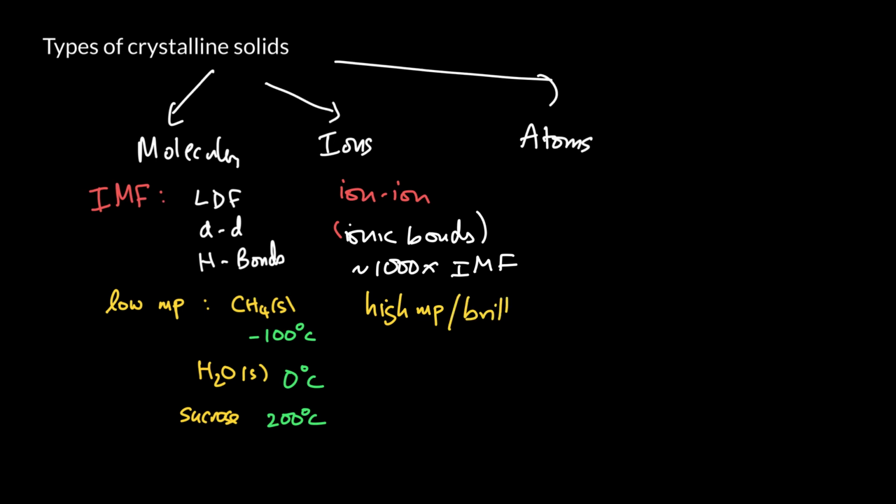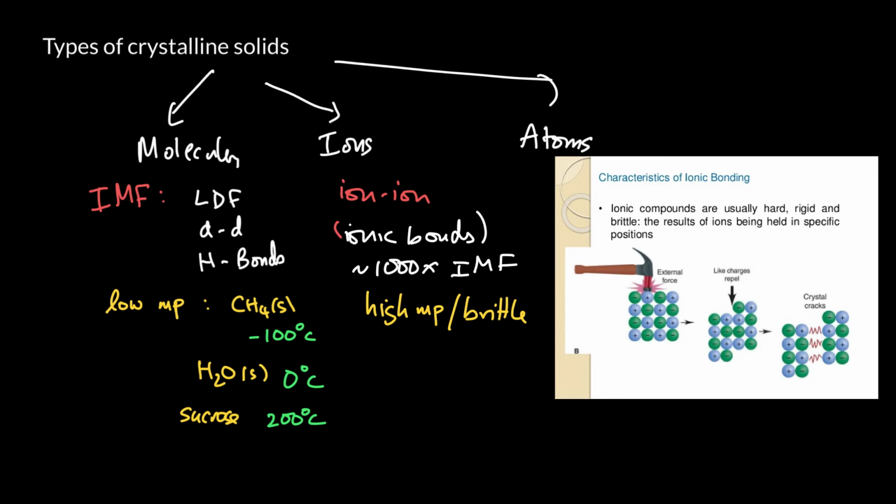They also tend to be quite brittle, and the reason for that is that the ions are held together in a lattice, and if you hit them with a hammer, the positive and negative ions are normally next to each other. Well, if you push them down by one, then the positives are next to each other. They repel and they crack quite easily.